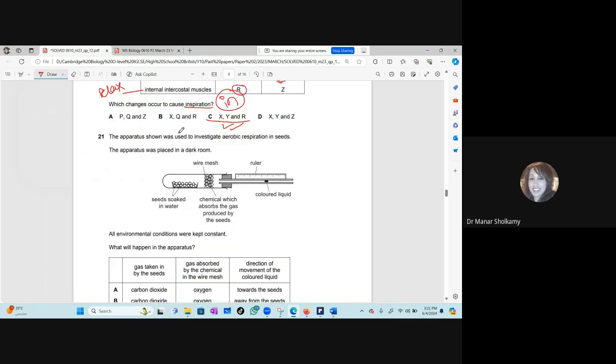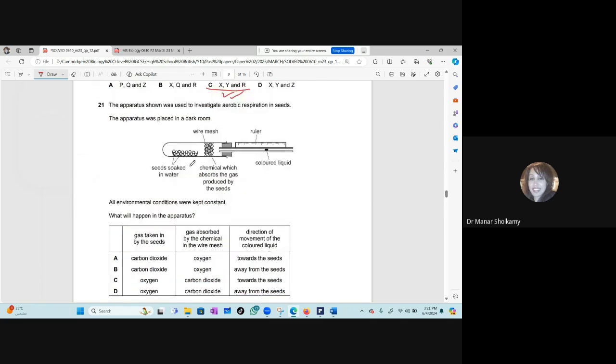21. The apparatus shown was used to investigate aerobic respiration in seeds. The apparatus was placed in a dark room. Okay, don't ignore it. Look at it. Here you have seeds soaked in water, and we have a wire mesh, and we have a chemical which will absorb the gas produced by the seeds. Now, what is the gas produced by the seeds when they are respiring by aerobic respiration? Carbon dioxide. Yes, so carbon dioxide will be absorbed by this chemical.